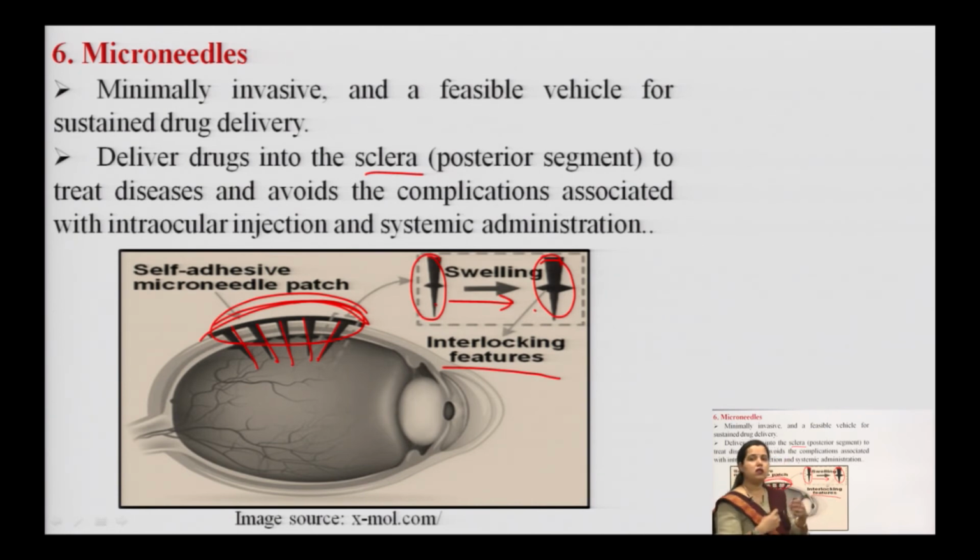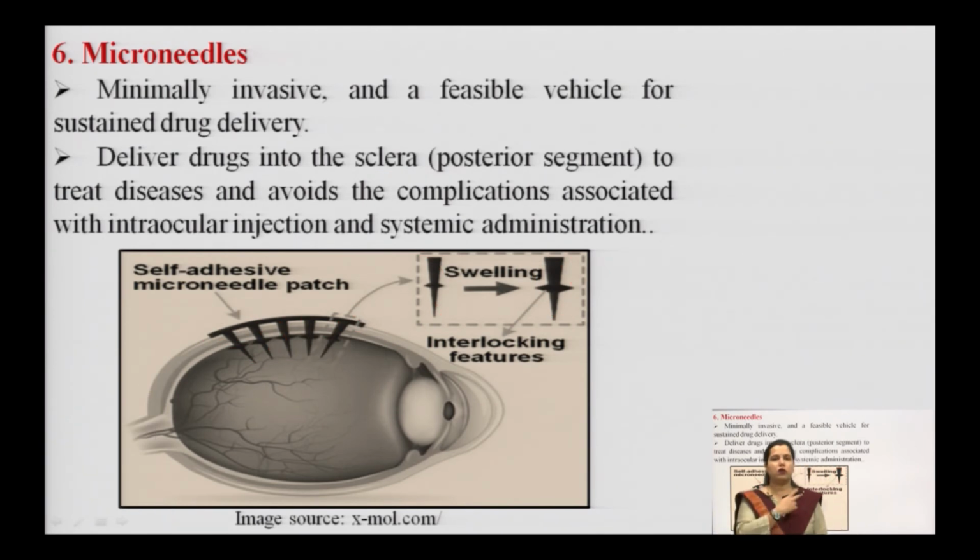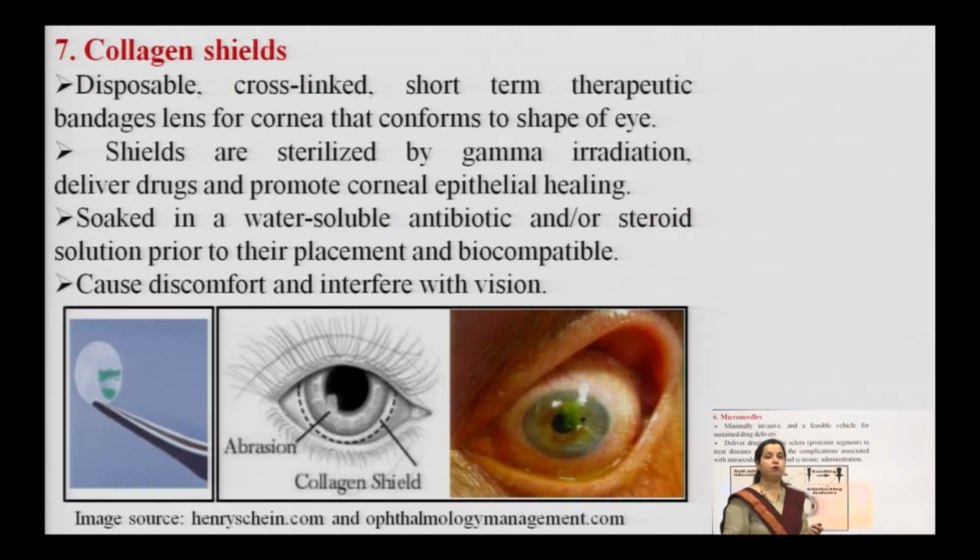So, once it gets swelled, it will start releasing the drug to the particular region at the target site. Now, I hope you understand this point. The patch contains minute outer projections, and after placing the patch on the posterior segment of the eye, the inserted microneedles will swell after absorbing the environmental moisture and then start releasing drug molecules.